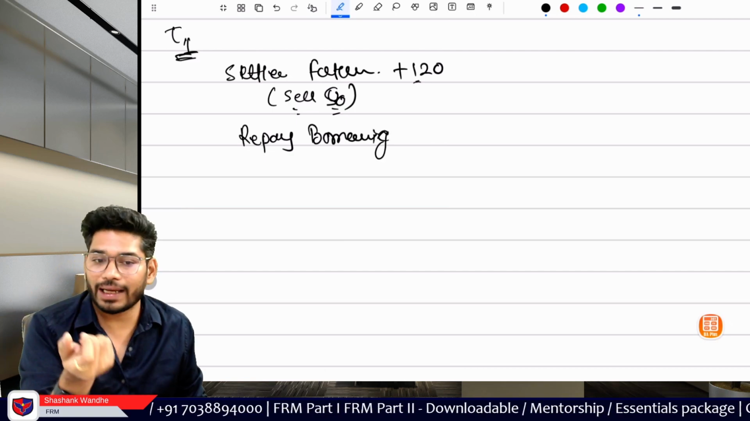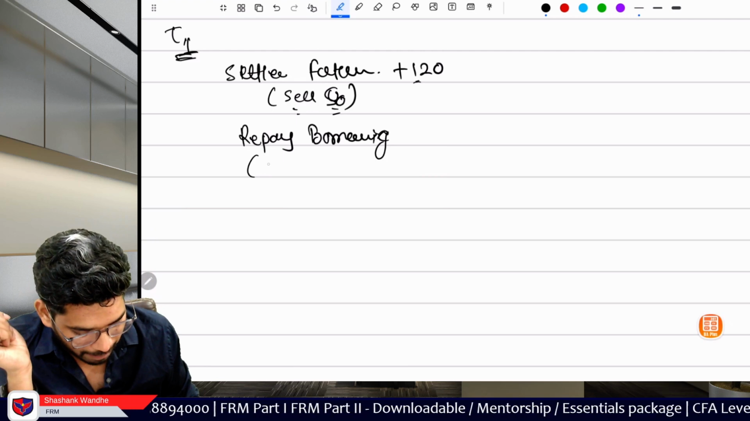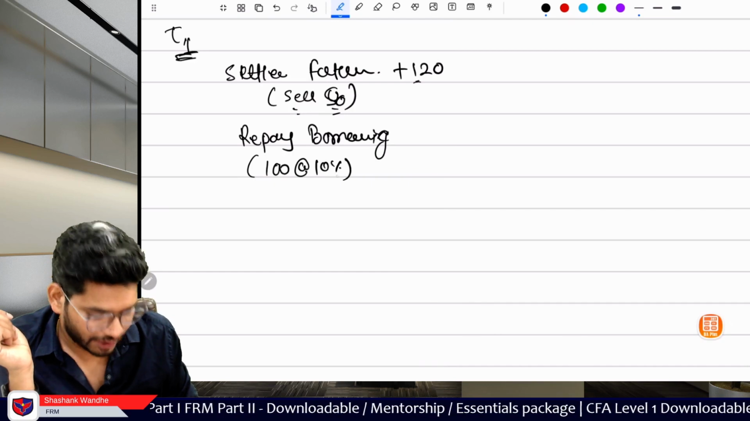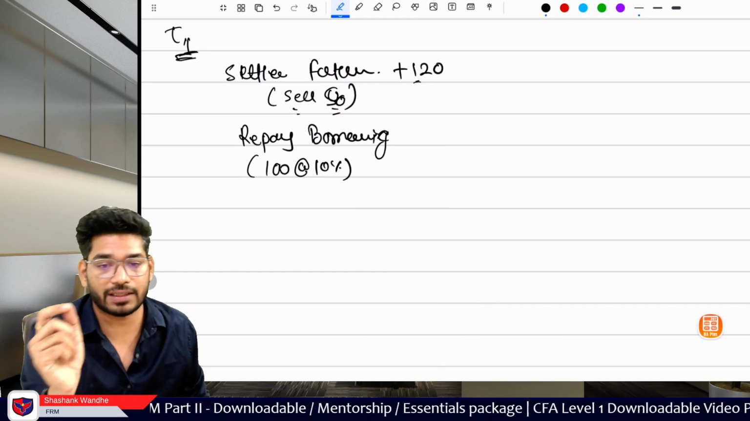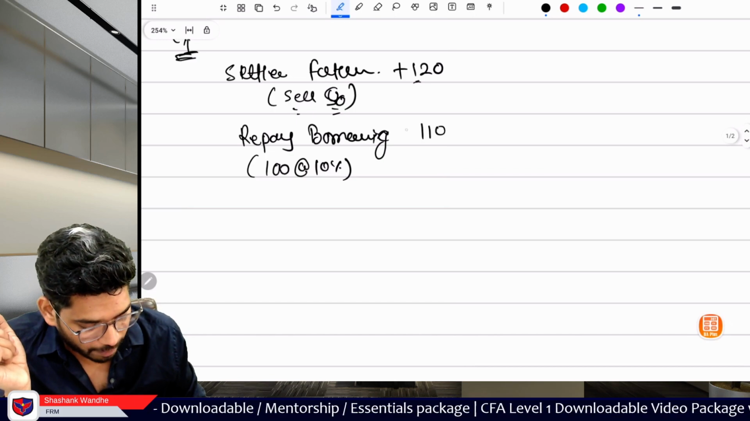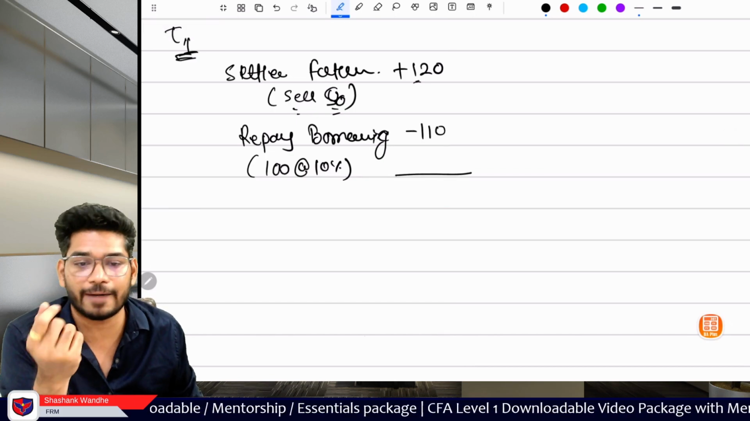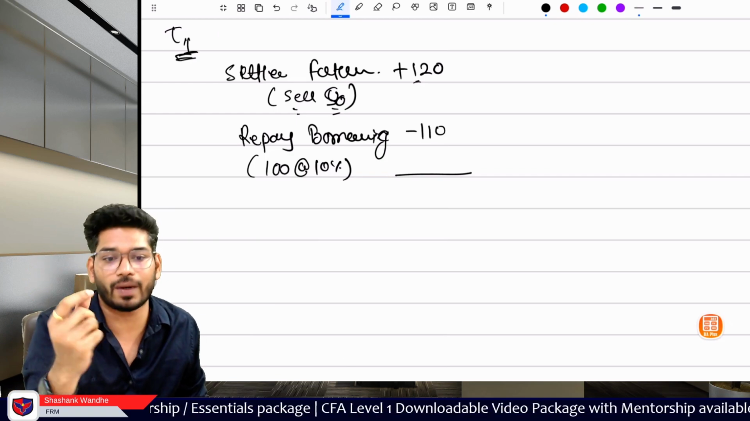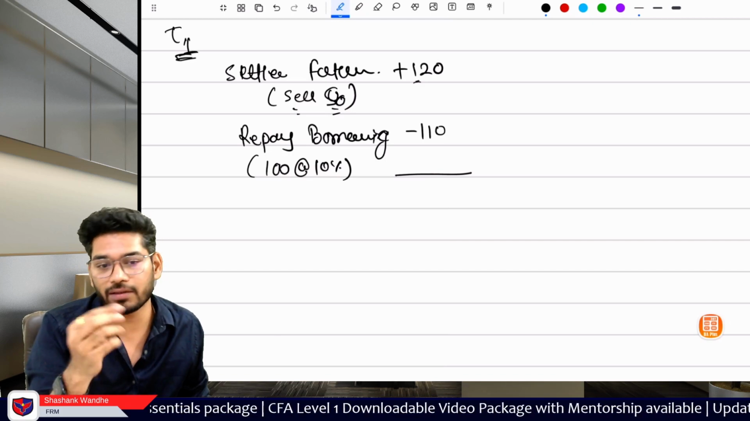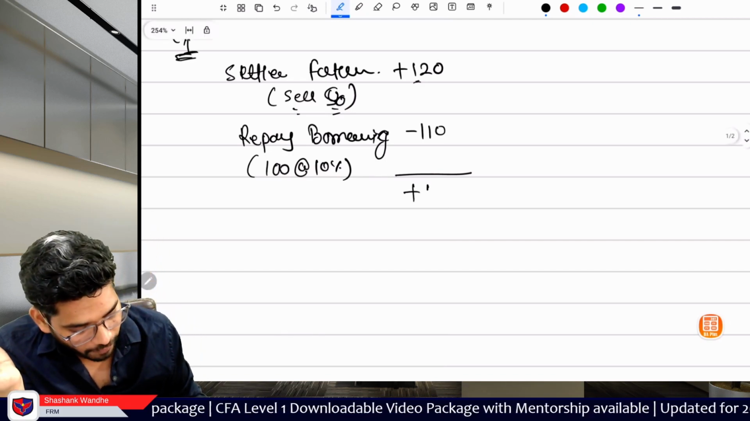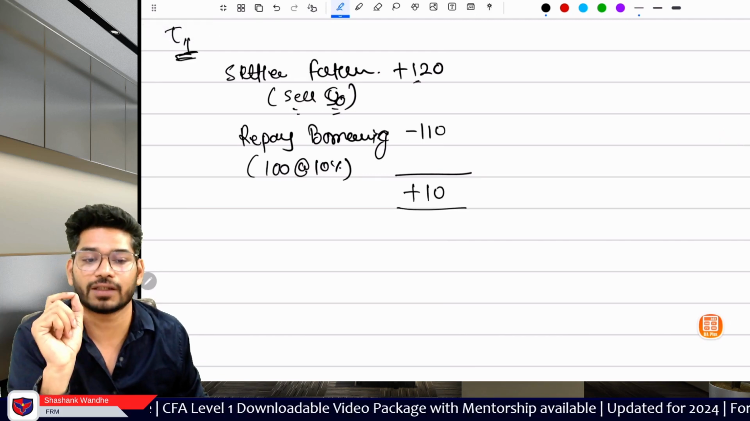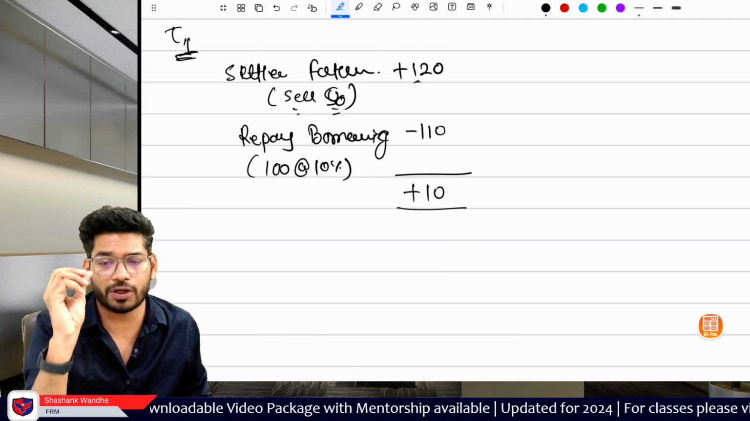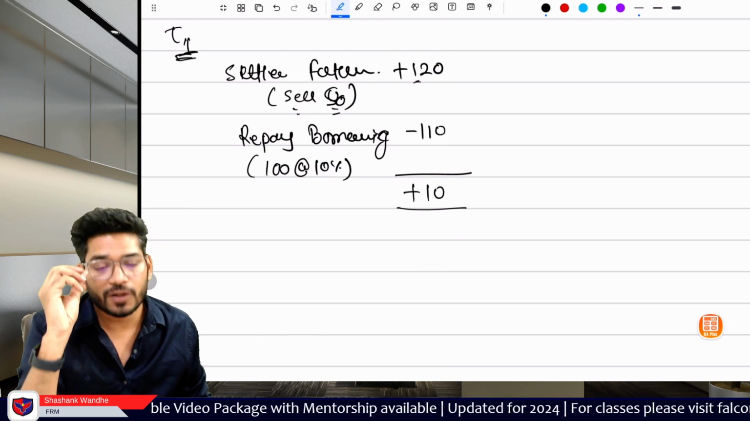So we will repay our borrowing at T1. But what is the repayment amount? We borrowed 100 at 10%, so this amount is 110. Now we are repaying this amount, 110. We settled the contract at 120. We got the cash flow of plus 120, and we are repaying our borrowing by minus 110. So here we have a confirmed cash flow of plus 10. So this is the arbitrage opportunity that you can exploit. If you are able to exploit it, you will have a confirmed, sure shot gain.